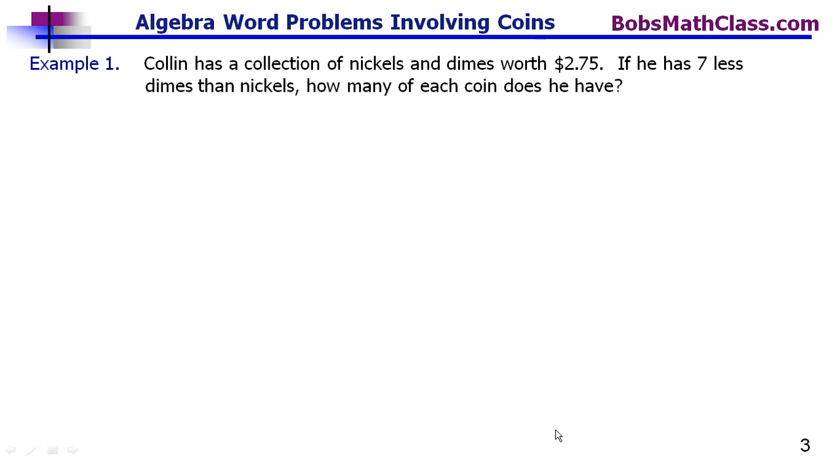Okay, here's our first problem. Colin has a collection of nickels and dimes worth $2.75. If he has 7 less dimes than nickels, how many of each coin does he have? Okay, what's our first step? Write down the unknowns. What are we trying to find? We're trying to find how many nickels there are and how many dimes there are. No quarters in this problem. We'll write down nickels and dimes.